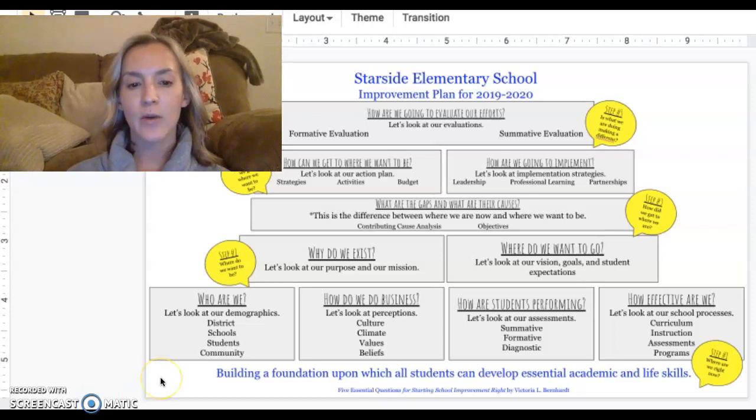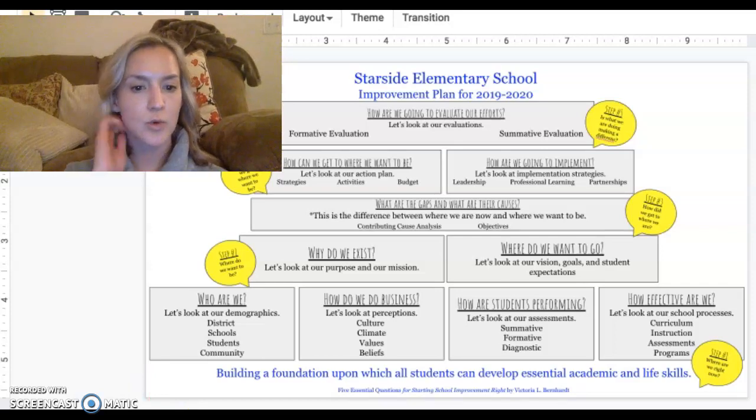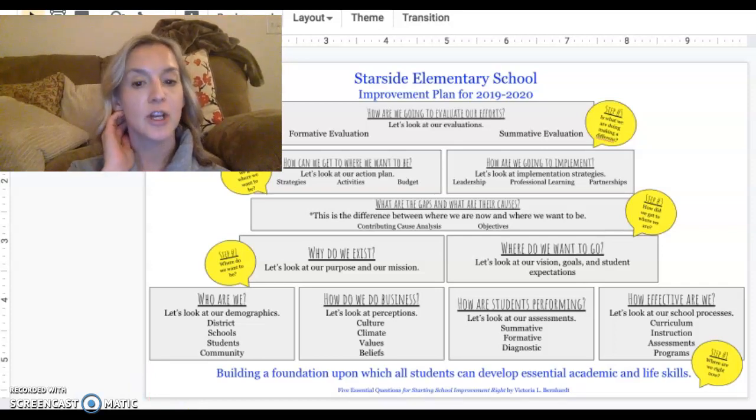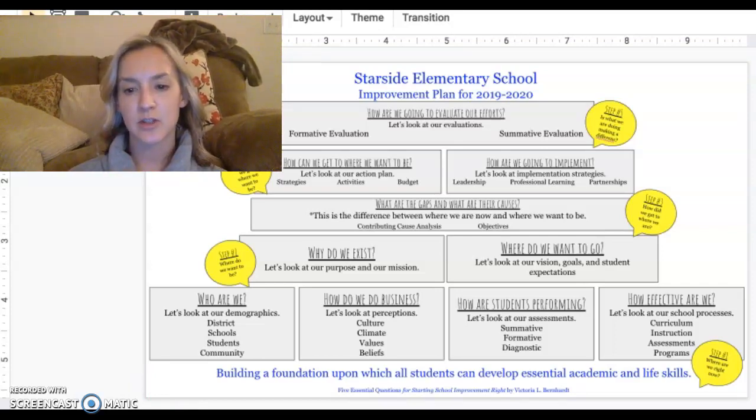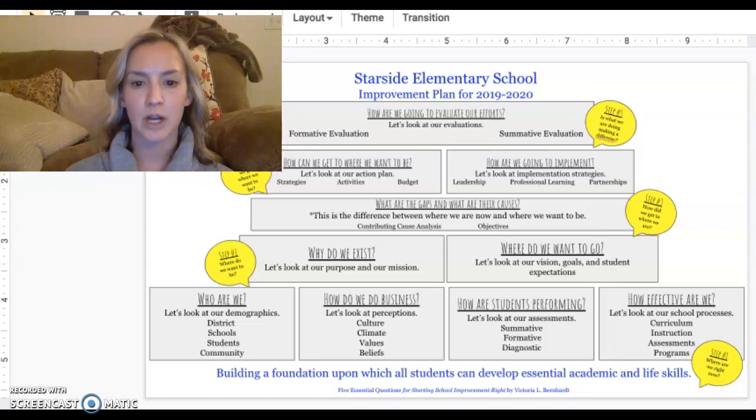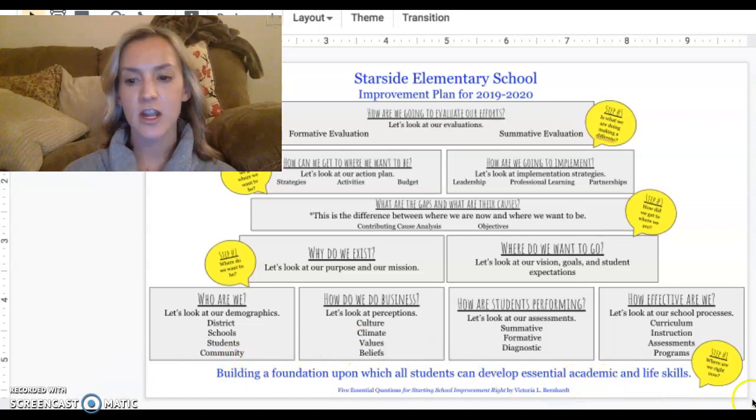And so our theme or our motto of our school is building a foundation upon which all students can develop essential academic and life skills. So I kind of designed it just as building blocks. So you start at the bottom right here, and step one, where are we right now?